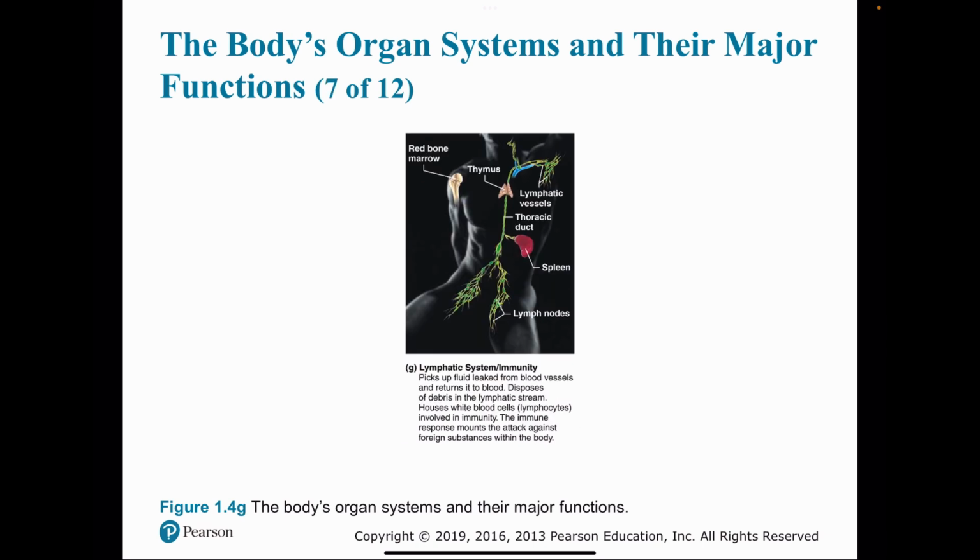The lymphatic system, also the immunity system, or the immune system. The lymphatic system is structural, the immune system is more physiological, so we kind of group the two together. But the lymphatic system picks up fluid that's leached from the blood vessels and returns it to the blood, and disposes of debris and waste into the lymphatic system, where it will encounter things like white blood cells that are involved in immunity, essentially helping to prep the body to attack any foreign substances or anything that could potentially be hazardous or harmful to the body.